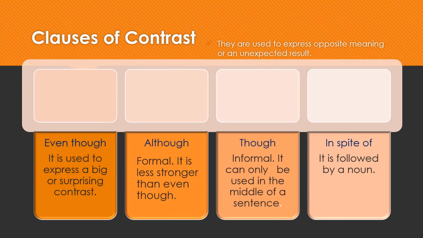For example, we have even though. This is one of the first connectors. It is used to express a big or surprising contrast. So if we have a big contrast, we are going to use even though. Although has almost the same meaning, but it is more formal and less strong than even though. While though, the third one that we have here, is informal, and it can only be used in the middle of a sentence. It means that even though or although can be used at the beginning, but though is only in the middle.